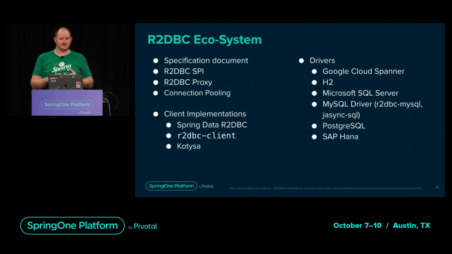We created the R2DBC specification, which is the SPI. There is a specification document. We have received a huge contribution in the form of R2DBC Proxy, which basically fits into the observability and metrics picture, in the sense that you can plug into the R2DBC system itself and observe which queries get executed and how long they took. You can export this data to Micrometer, to Zipkin, or you can build your APM tool on top of that.